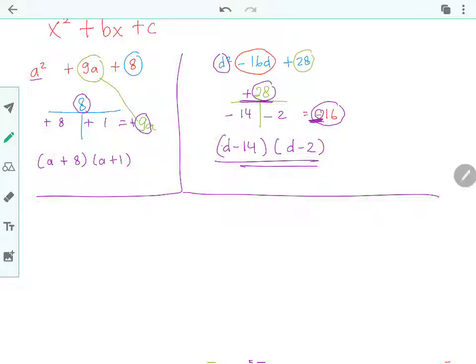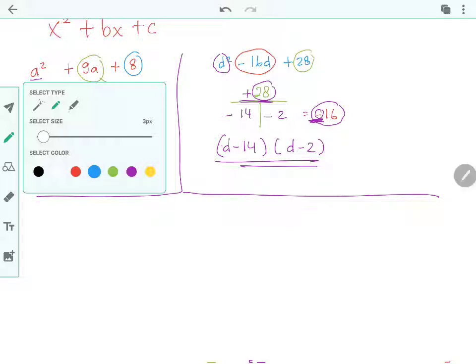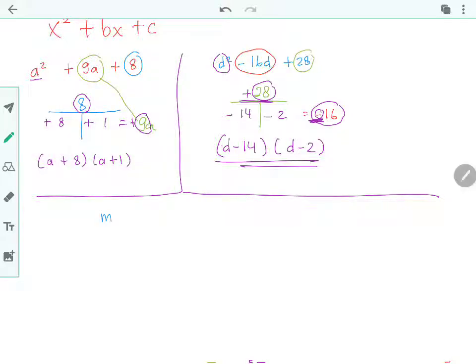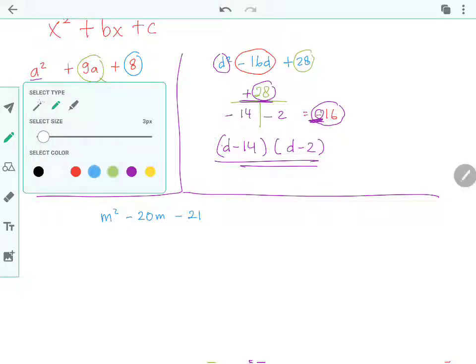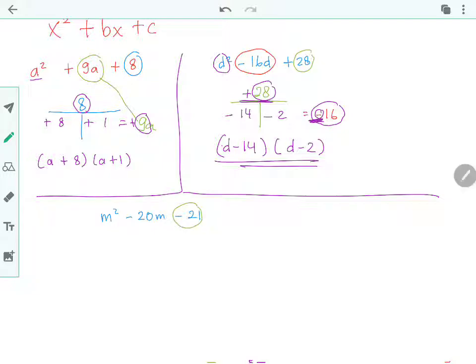So let's say I have m squared minus 20m minus 21. Okay, what should we do now? Yes, you need to use the last number here. So I have minus 21. Then you need to find the factors of minus 21, such that if you add the result, it will equal minus 20.